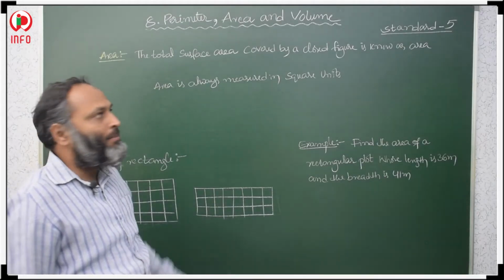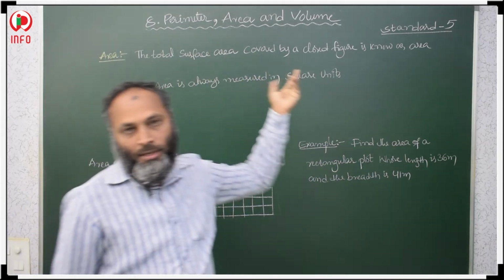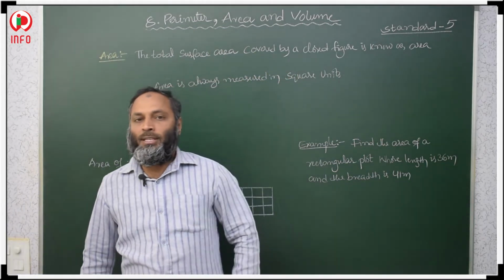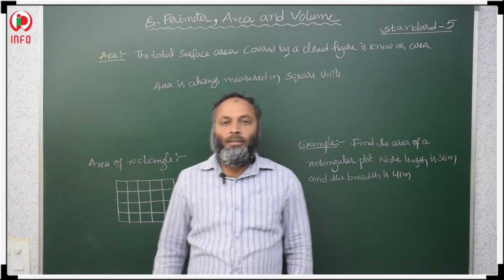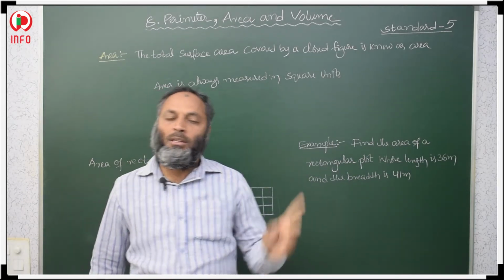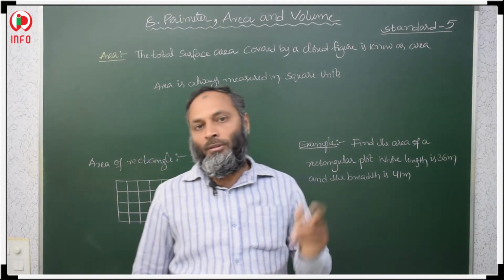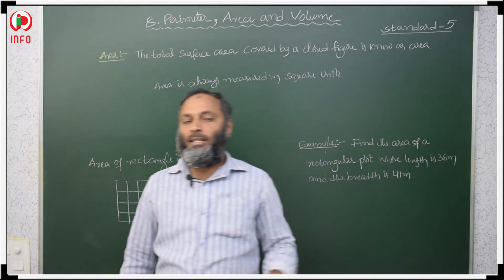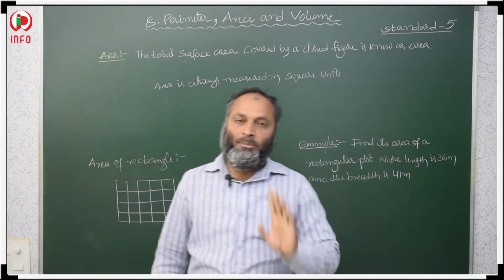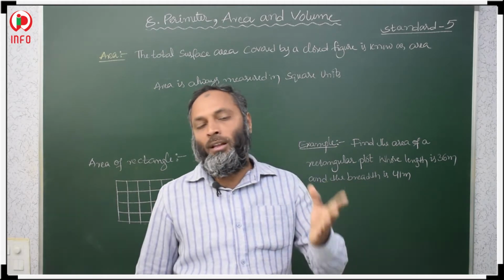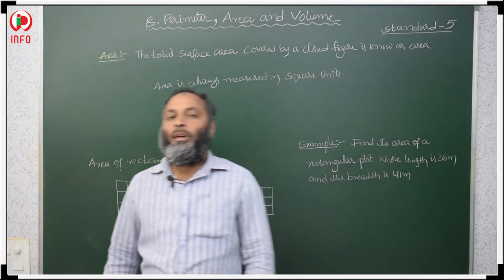Now the next concept, area and perimeter. About perimeter, we discuss what a perimeter is. Perimeter means, in a closed geometrical polygon, if four sides are there, the length of the four sides, that is the perimeter. If it is a three-sided polygon, the length of the three sides is the perimeter of that polygon.